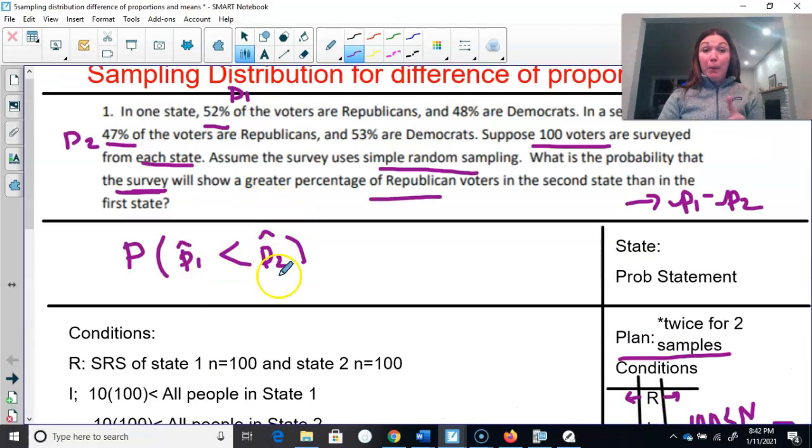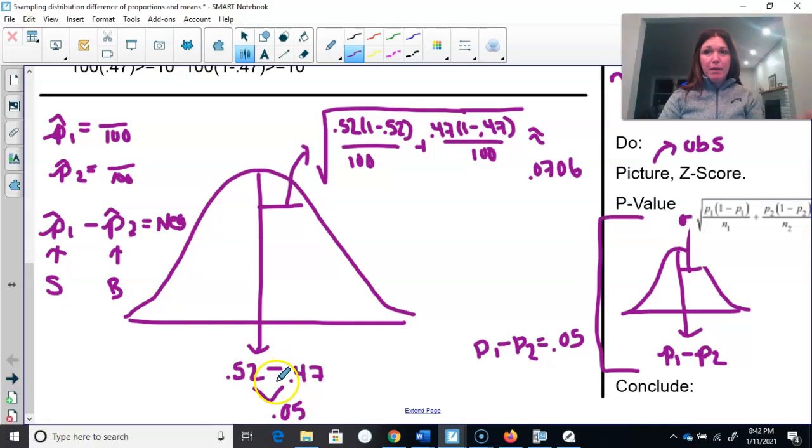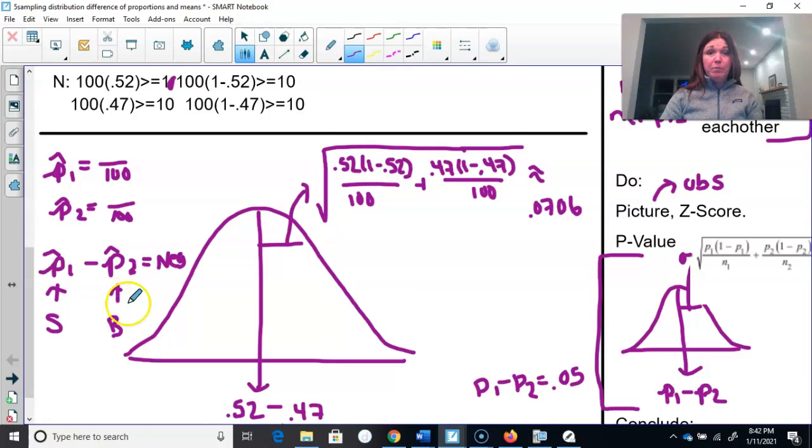of when the proportion from state 2 that are sampled is greater than the proportion from state 1, which means this P hat of 1 has to be smaller and this P hat of 2 has to be bigger. When the proportion from state 2 is bigger than the proportion from state 1, we would get a negative number. Normally, it's a positive number on average. Normally, there's more Republicans from state 1, but that's not what the question's asking. It's saying, when will it be greater from state 2? Or what is the probability it will be greater from state 2?